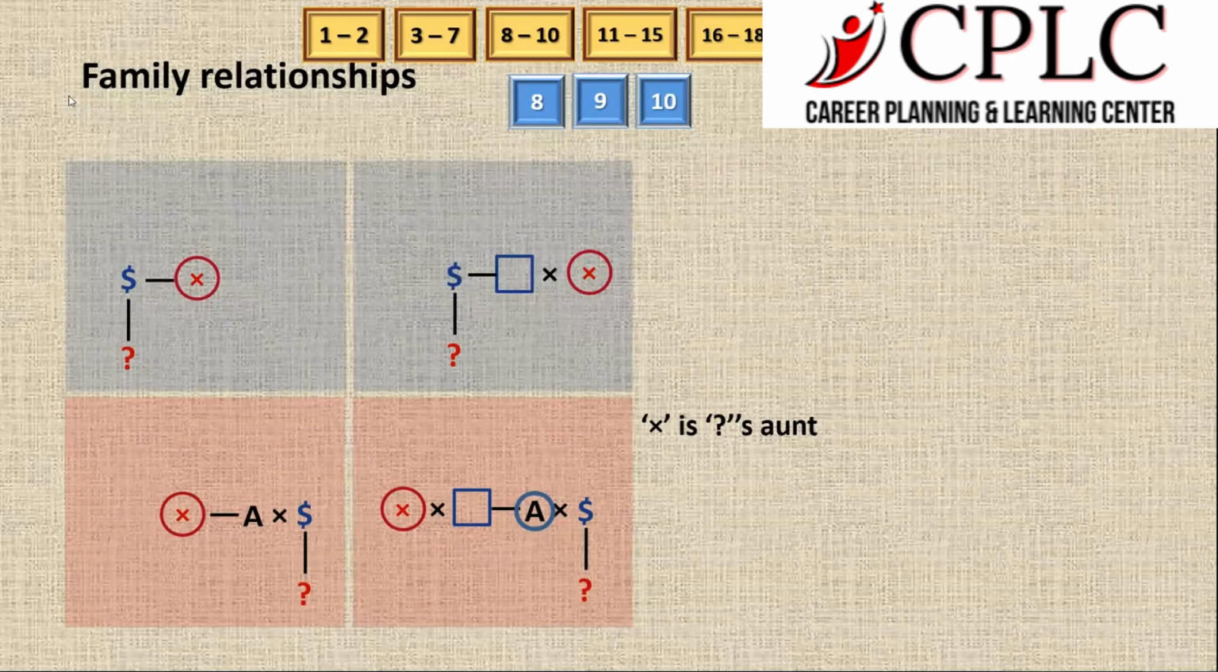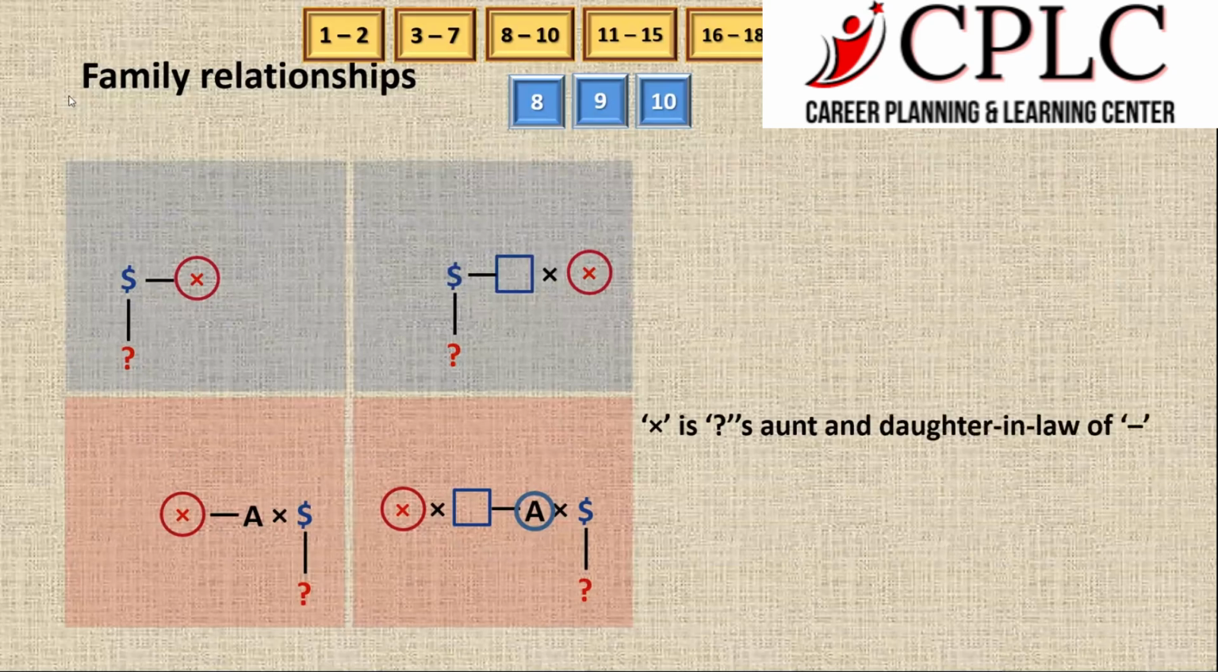And the fourth possibility is the last one, that is, dollar is married to a person, that person's brother, and his brother's wife is X. Hence, we can say that X is aunt of question mark. So these are the 4 possibilities.